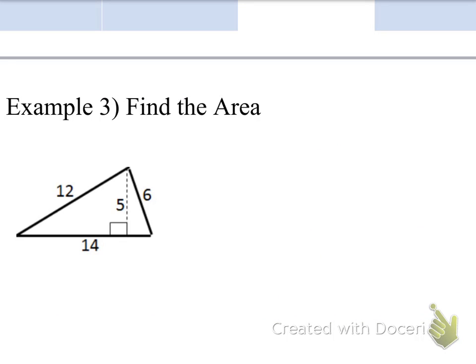Okay, so finding the area, find your right angle. It is 1/2 times those two numbers that make it up. So when I multiply them, half of 14 is 7, times 5 gets me 35 units squared.